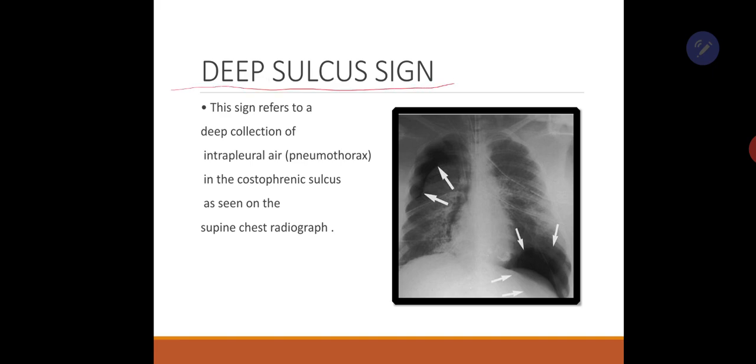Deep sulcus sign, very important. This sign refers to a deep collection of intrapleural air. See, pneumothorax. This is the costophrenic sulcus, and a deep collection of intrapleural air is seen here, as seen on the supine chest radiograph. See, this is the deep sulcus sign. You can see over here also.